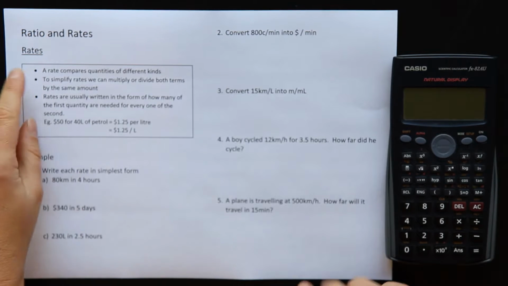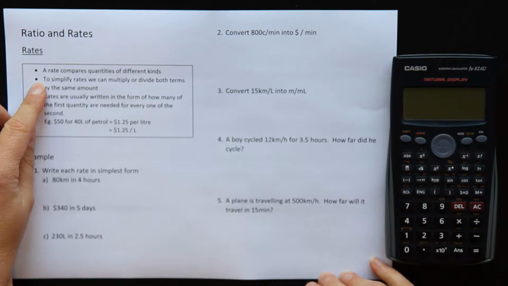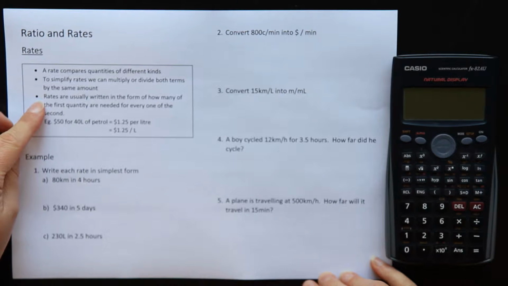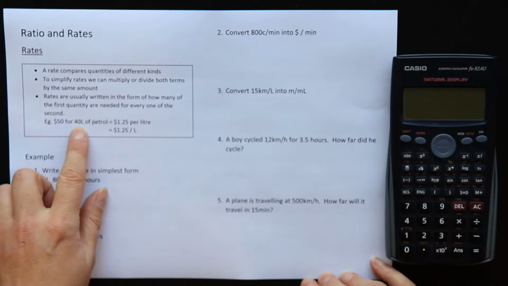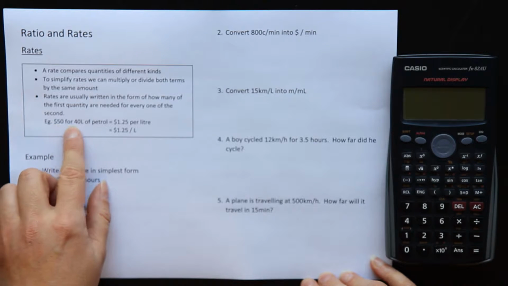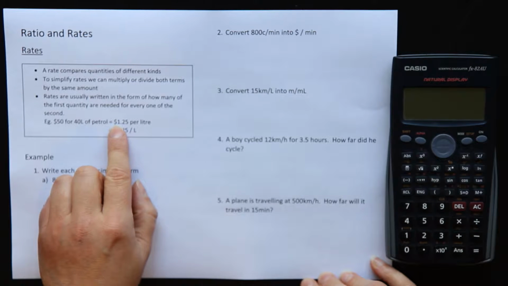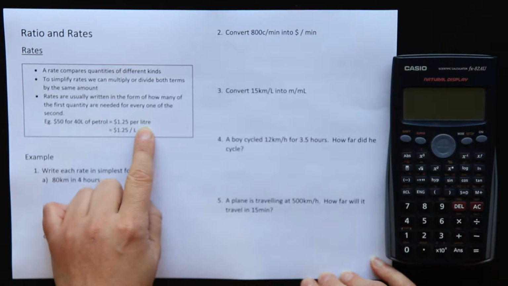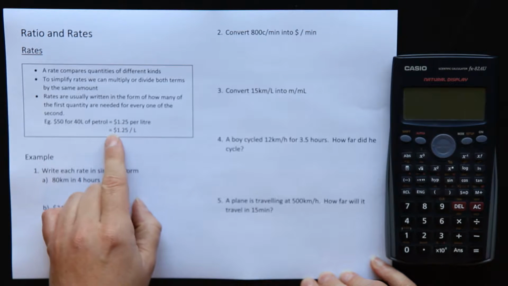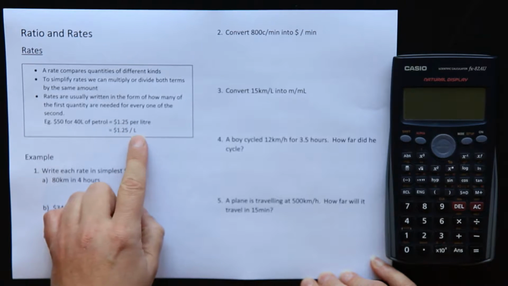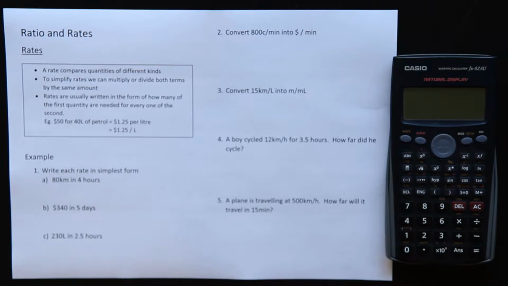To simplify rates, we multiply or divide both terms by the same amount. But rates are usually written in the form of how many of the first quantity are needed for every one of the second. So here's an example of how to do it. $50 for 40 litres of petrol. If you do 50 divided by 40, that gives you $1.25 per litre. But instead of writing the word per, we write this slash here. $1.25 / litre means per litre.